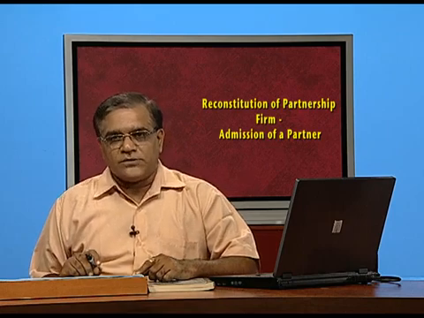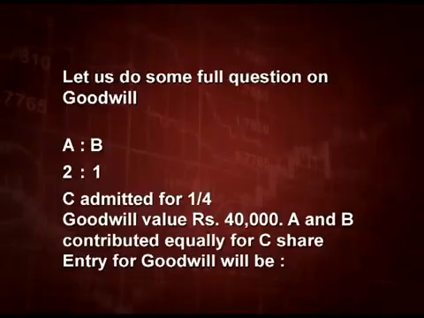Now, similarly, let us do some full questions on goodwill also. Let us start. A and B 2:1, C is admitted for 1/4 share. Value of goodwill given in the question is 40,000 rupees. Now, see, C's share is 1/4 and total value is 40,000. What is C share of goodwill? Yes, 10,000. A and B contributed equally. Please note this word equally. A and B contributed equally for C share.